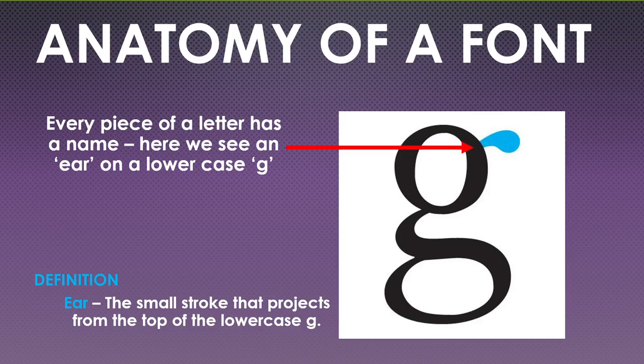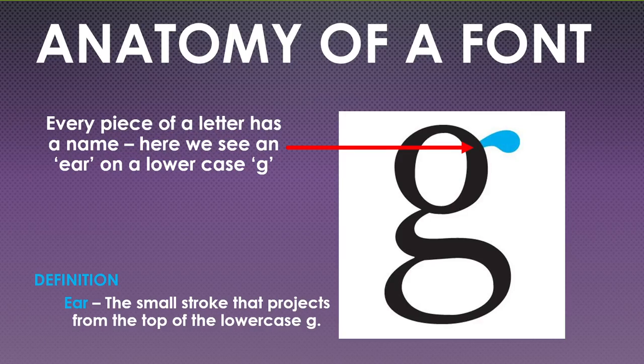ear. The ear is highlighted in the blue. This is what we call an ear. And we have all different other things, like a bowl, an ascender, descenders, all this sort of thing. These are the things that we're going to be looking at today.